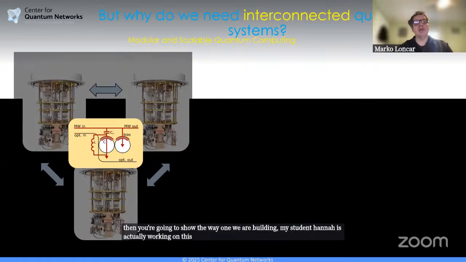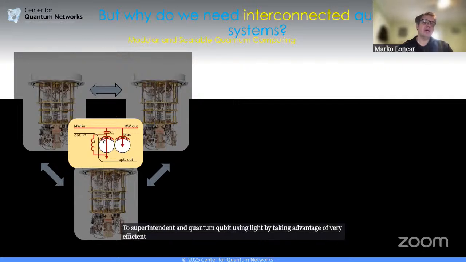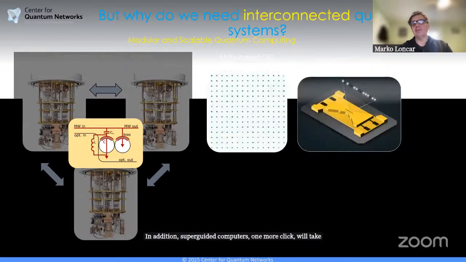This is a so-called quantum transducer. It's a device that allows you to connect two superconducting qubits using light, by taking advantage of the very efficient electro-optic effect, the same effect that's used to make high-performance modulators. In addition, beyond superconducting computers, one more click will take us to trapped atoms and trapped ion quantum computing.